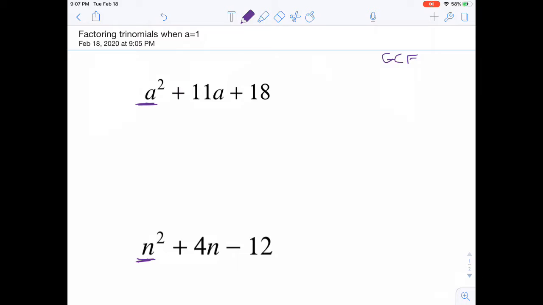Some teachers call it the AM method because I'm looking to see what adds to the middle term and what multiplies to the third term. I've heard people call it unfoiling, the list goes on here. I just call it factoring trinomials when a is equal to 1.